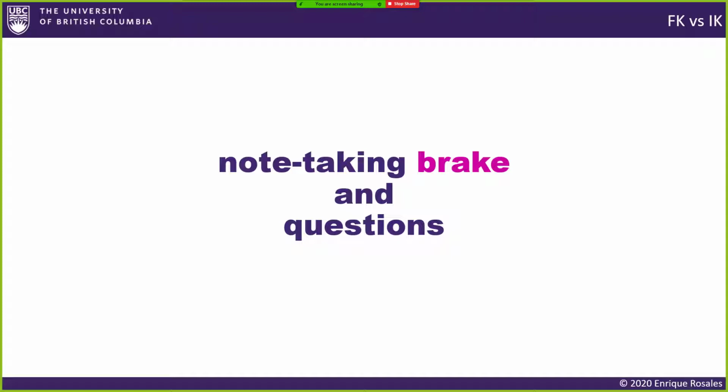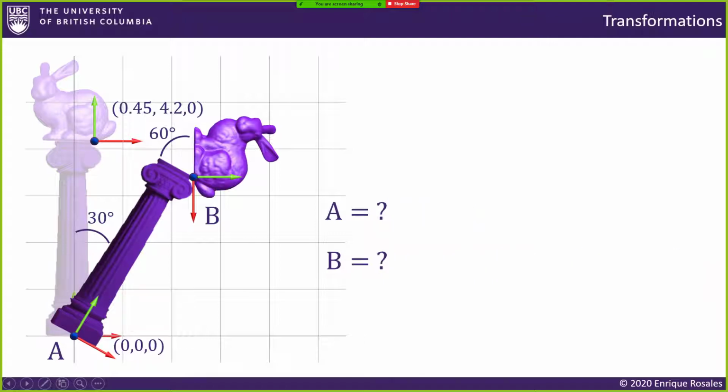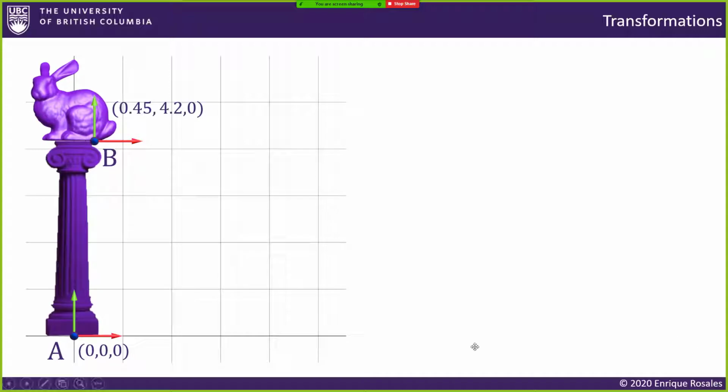David is asking what those numbers mean. These numbers are basically the coordinates of this bunny with respect to its parent, right? So if I come back to this slide here, the column or the pedestal is basically the parent of the bunny. So this column here has its own coordinate frame. So A is the coordinate frame of the column. So with respect to this coordinate frame, the position of B has these coordinates, right?